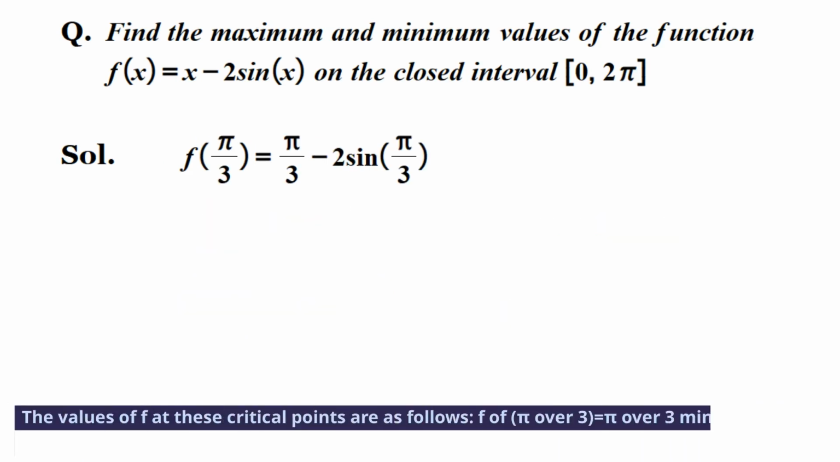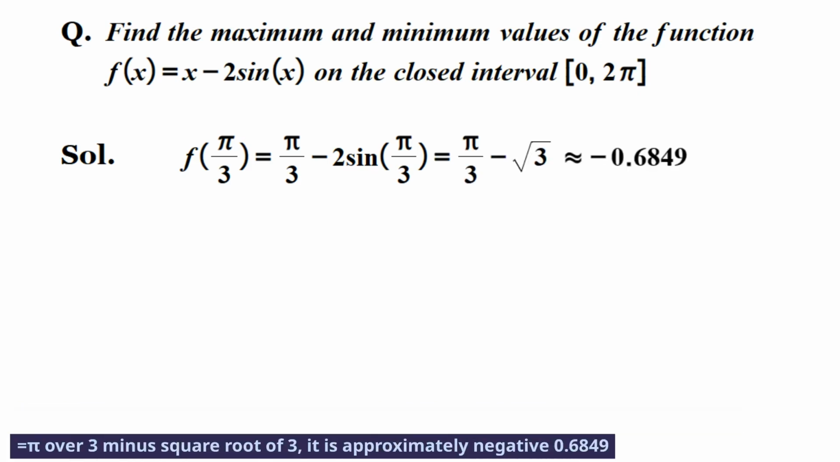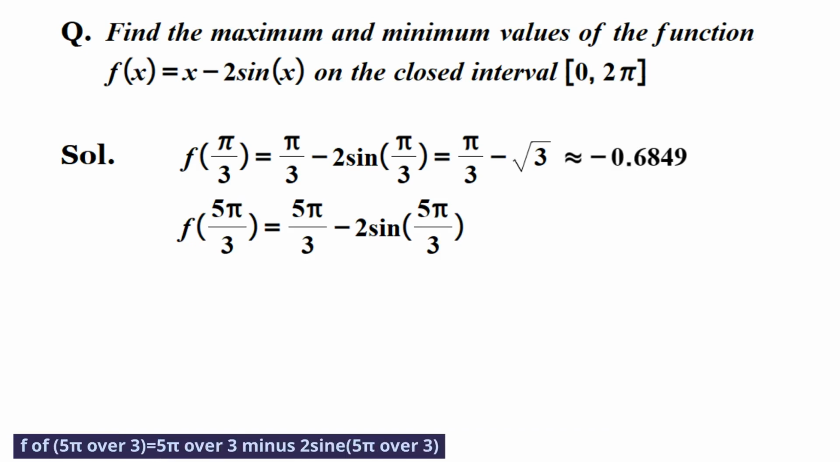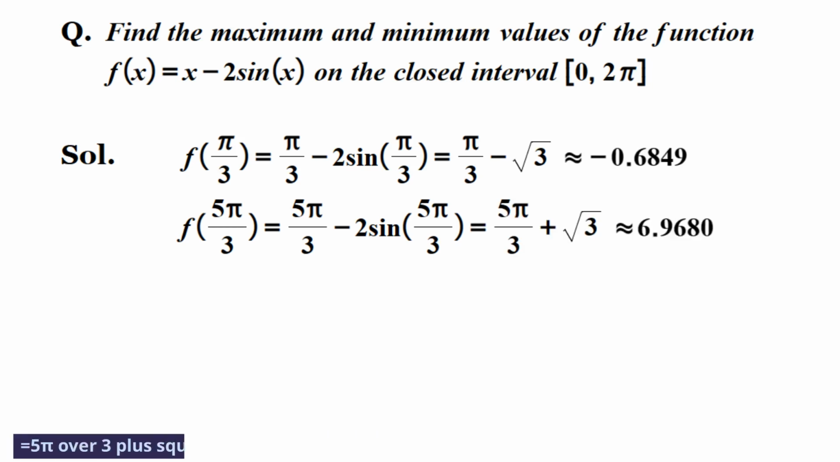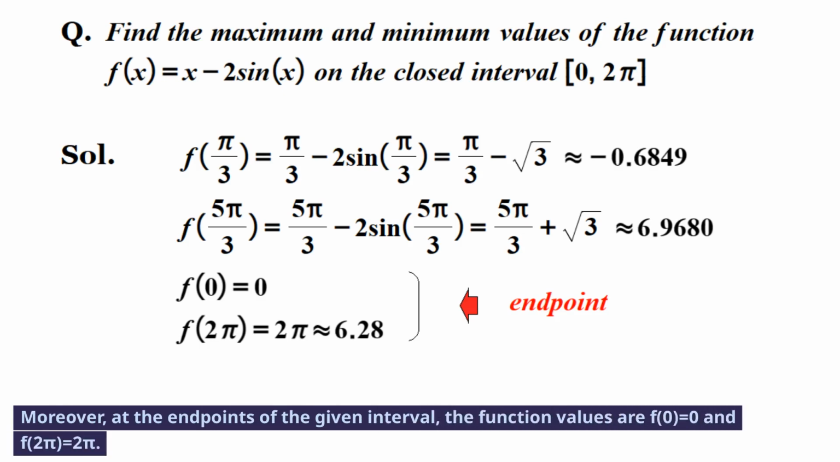The values of f at these critical points are as follows. f of pi over 3 equals pi over 3 minus 2 sine pi over 3 equals pi over 3 minus square root of 3. It is approximately negative 0.6849. f of 5 pi over 3 equals 5 pi over 3 minus 2 sine 5 pi over 3 equals 5 pi over 3 plus square root of 3. And it is about 6.9680. Moreover, at the endpoints of the given interval, the function values are f(0) equals 0 and f(2 pi) equals 2 pi.